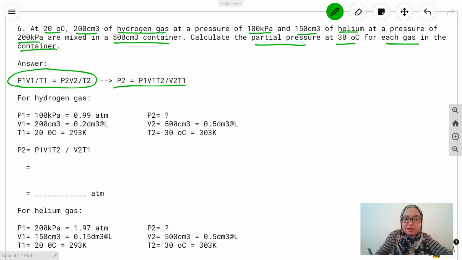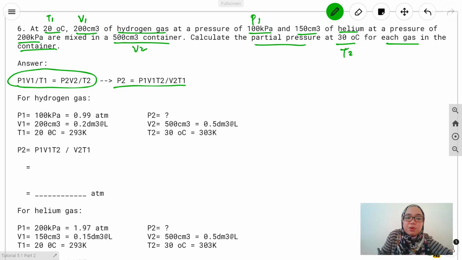So P2. When we rearrange the equation, we get P2 equals P1 V1 T2 divided by V2 T1. For hydrogen gas, this is the T1, this is the V1, this is the V2, and this is the T2. This is the P1 for the hydrogen gas. I have stated in this answer that for hydrogen gas, P1 is 100 kilopascal, which converts to 0.99 atm. V1 is 200 centimeter cube, which converts to 0.2 liter or decimeter cube. And T1, 20 degrees Celsius, is 293 Kelvin.